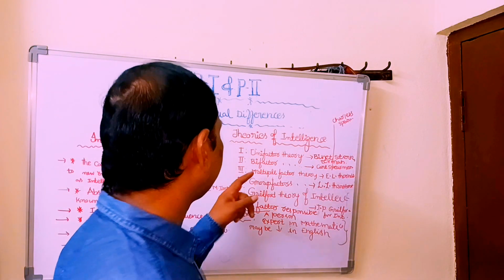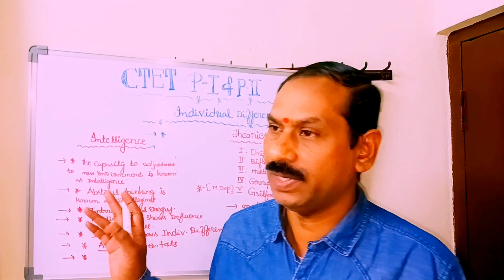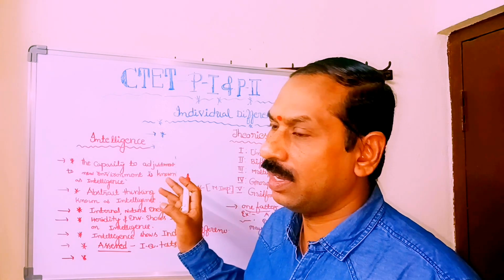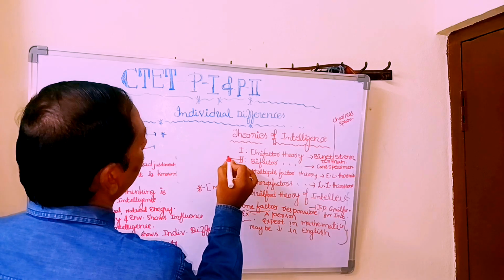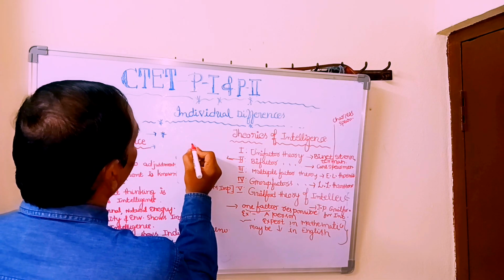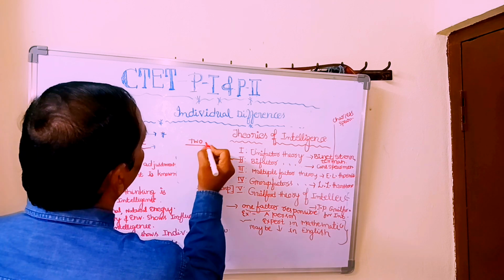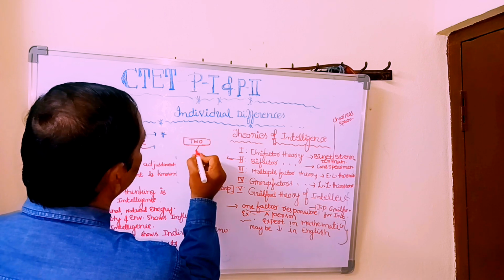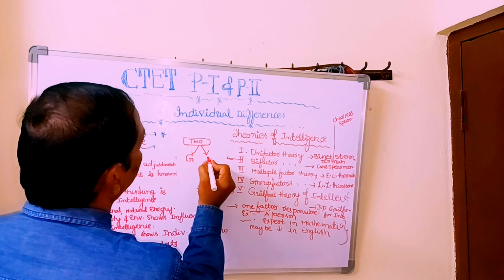And next one is bifactor theory of intelligence. According to this theory, human intelligence depends upon two factors. According to the bifactor theory of intelligence, two factors are responsible for human development. What are those two factors? The G factor and the S factor.